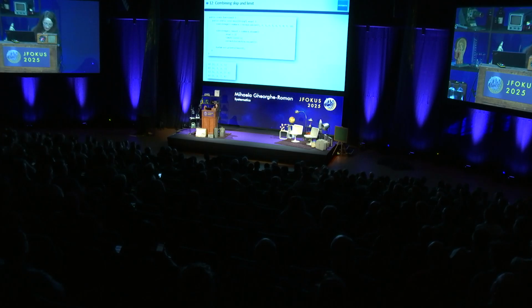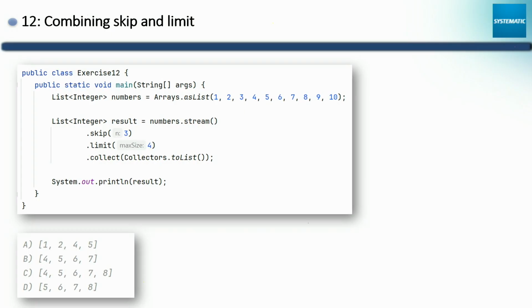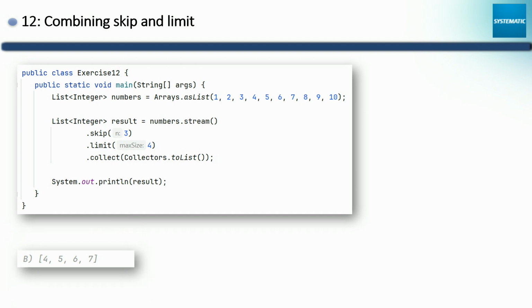OK, most of you selected B already. And in second place is option A. But the correct answer was indeed B. And let's see why. We had there skip and limit, two methods.